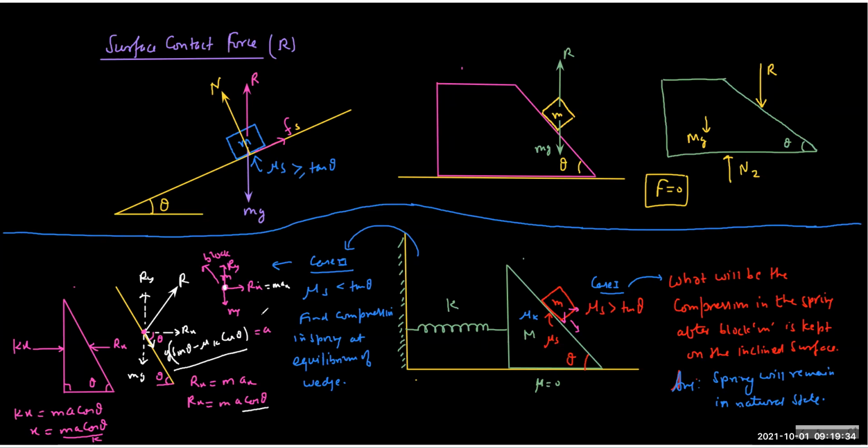And once I get the Rx value through this expression, I can go back to the wedge and draw the FBD of the wedge. So the wedge will have many forces: Rx left, Ry down, its own weight, and the normal from here. So these all are forces acting on the wedge. Now the horizontal forces on the wedge are only Rx and the spring force. And if you just equate these two, you'll get the answer.